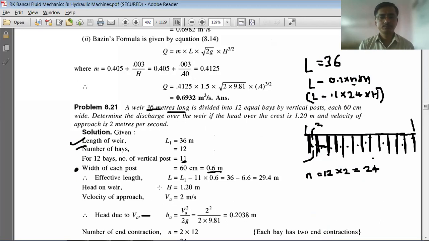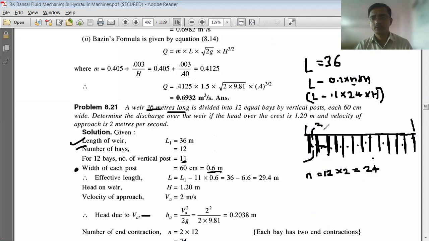0.6 मीटर. So effective length will be equal to, आता या ठिकाणी नंबर ऑफ पोस्ट किती होतील रे, जर आपण हे पाहिलं, हे काउंट केले 1 2 3 4 5 6 7 8 9 10 11. कारण इकडं हे पोस्ट नाहीये, हे शेवटला एंड आहे, इकडं हा एंड आहे. ठीक आहे. नंबर ऑफ पोस्ट किती झाले 1 2 3 4 5 6 7 8 9 10 11. नंबर ऑफ पोस्ट झाले 11.